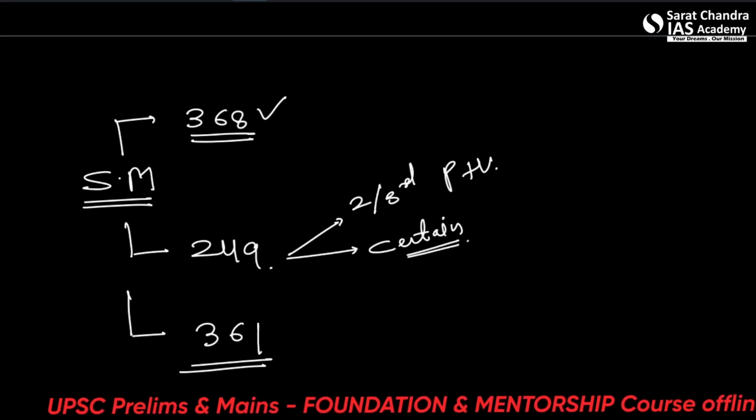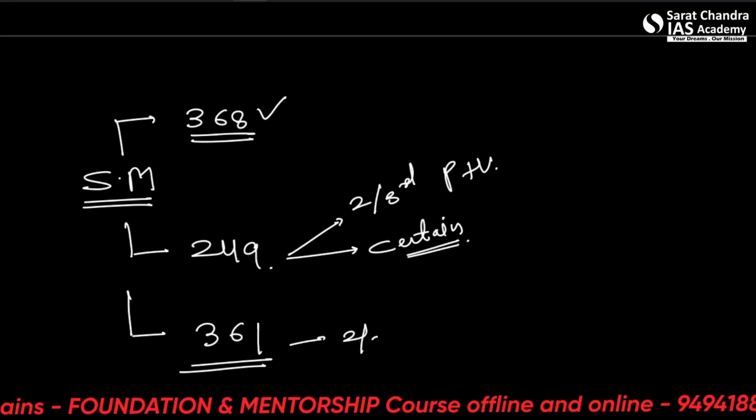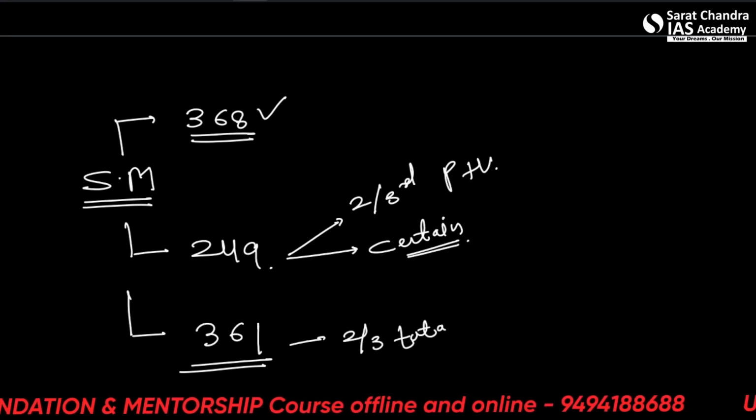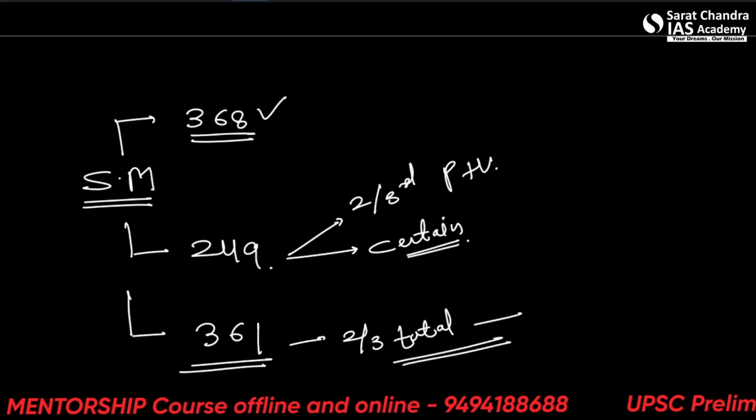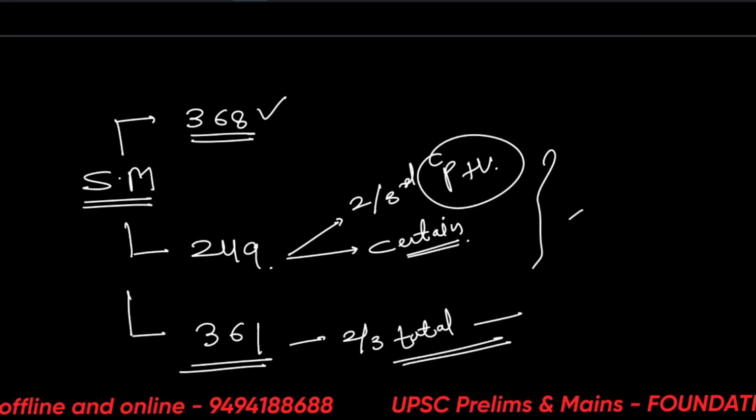Let's talk about the 361. So 2/3 of the total membership of the house. 2/3 of the total membership of the house, not the present and voting. So please remember these intricacies. They can be asked in exam directly into the prelims.